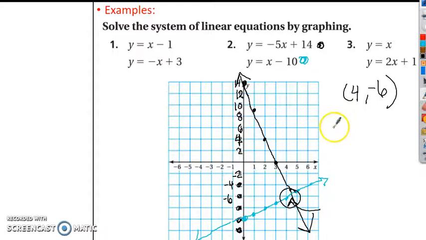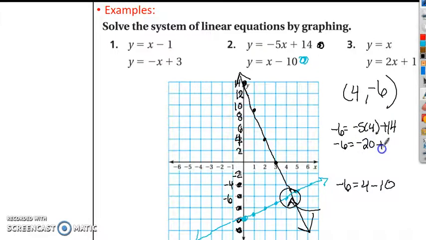Plug in negative 6 equals negative 5 times 4 plus 14. So this is our first equation. Let's plug into our second equation. Negative 6 equals 4 minus 10. Okay, I just grabbed these from our equations from above. Negative 6 equals negative 20 plus 14.